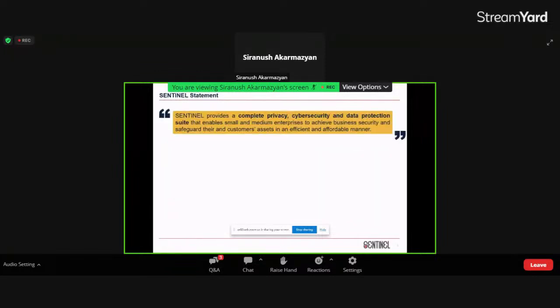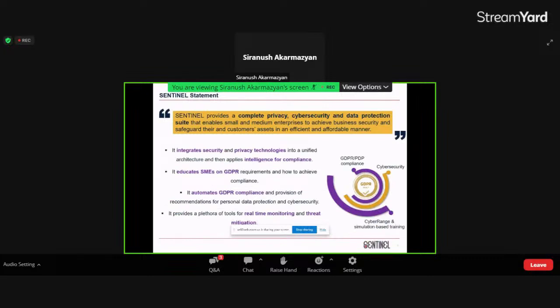So the statement of Sentinel, and what we try to do, is that the project provides a complete privacy and cybersecurity data protection suite that enables especially small and medium enterprises to achieve business security and to save both their and their customers' assets in an efficient and affordable manner. It integrates security and privacy technologies into unified architectures.